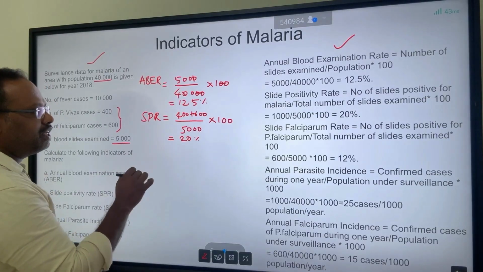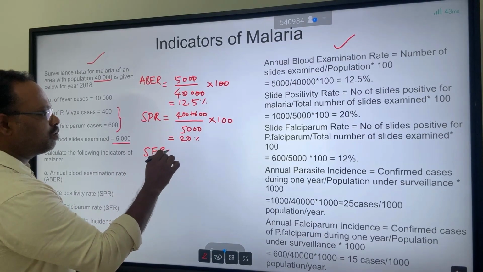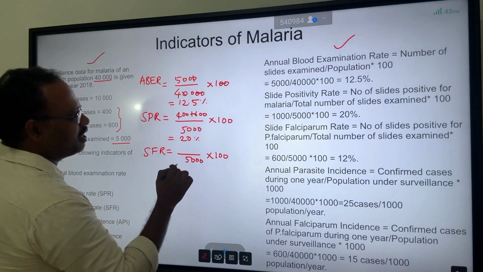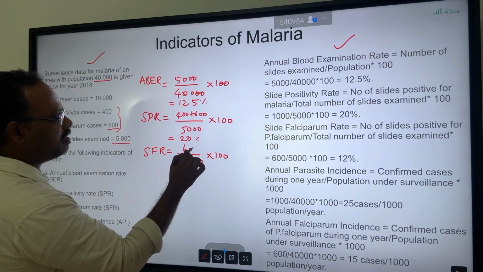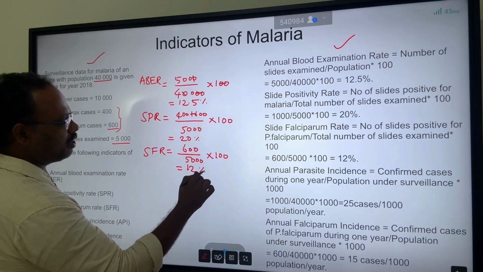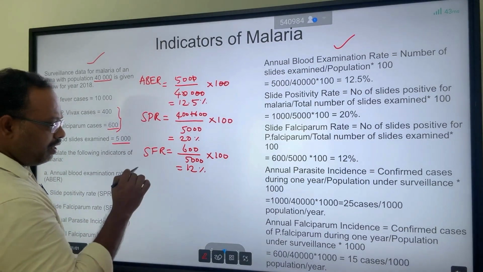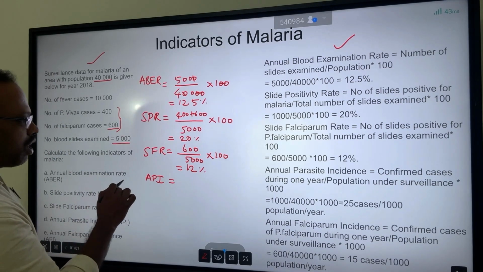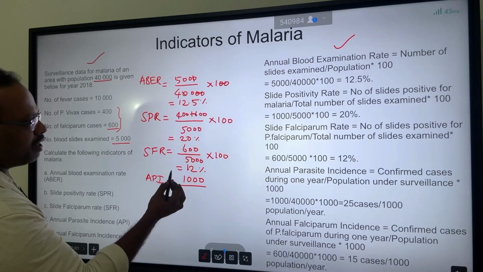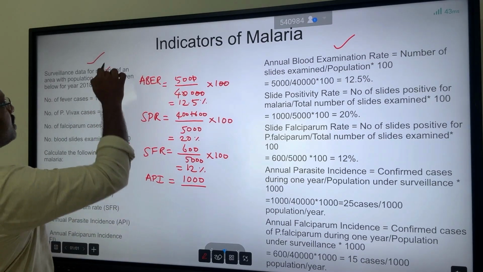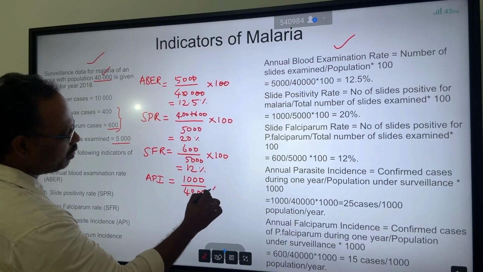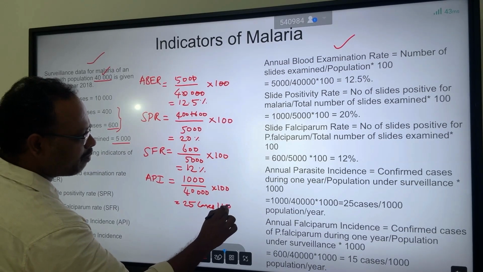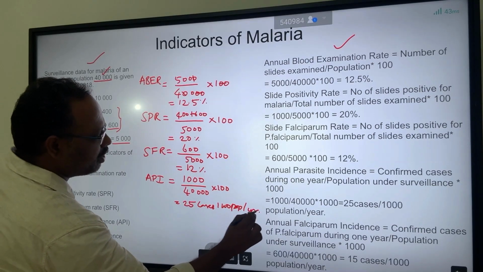Then the next indicator is slide falciparum rate. For that, the denominator is the number of slides examined, that is 5,000. The multiplication factor is 100. The numerator will be 600. Based on this, it will be calculated as 12%. Then the next important indicator is annual parasite incidence. So we have to get confirmed cases. The confirmed cases here is 1000, divided by the denominator, the total population under survey, that is 40,000, into 1000. So we get 25 cases per 1000 population per year. We need to write the unit also correctly.